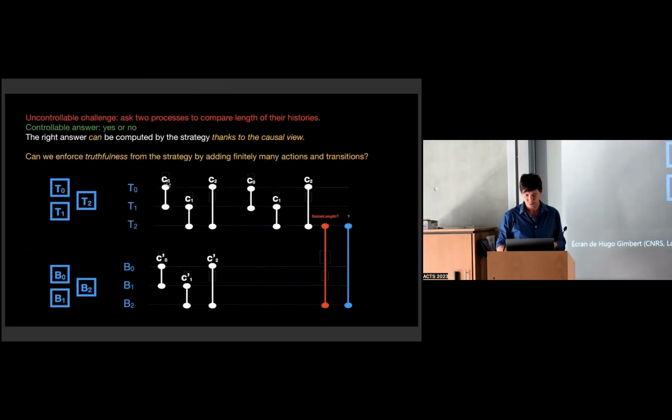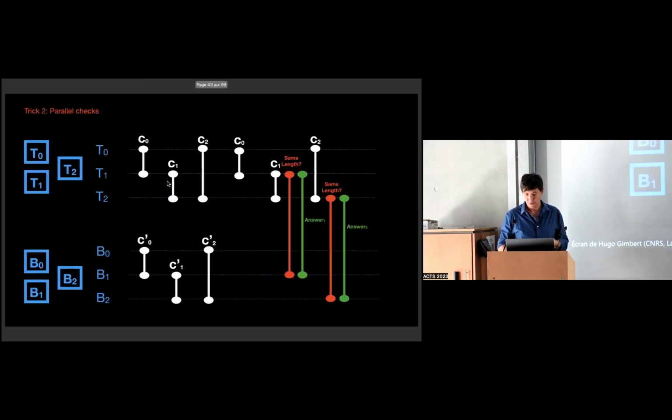force them to give the right answer by not adding too much power, just a few actions and a few transitions. So here is a trick, and if you understand that, you understand the whole proof. It's very simple. You do parallel challenges. At the same time, the environment will stop T2 and B2 and ask them the length question: is it the same length? And it will do the same with T1 and B1 at the same time.